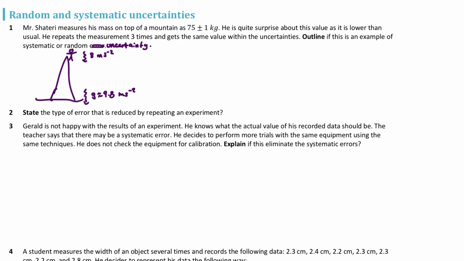Question number 2 says, state the type of error that is reduced by repeating an experiment. So state simply means to write an answer without any explanation, and the type of error which is reduced by repeating an experiment is random uncertainty. Again, we're going to try our best to avoid the word error and use uncertainties instead.